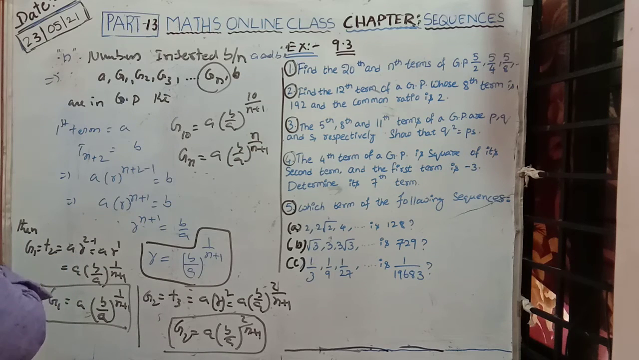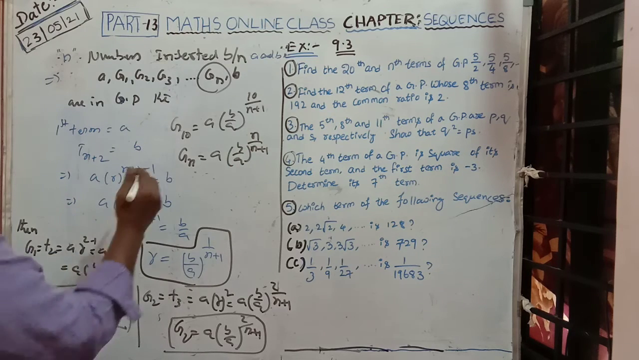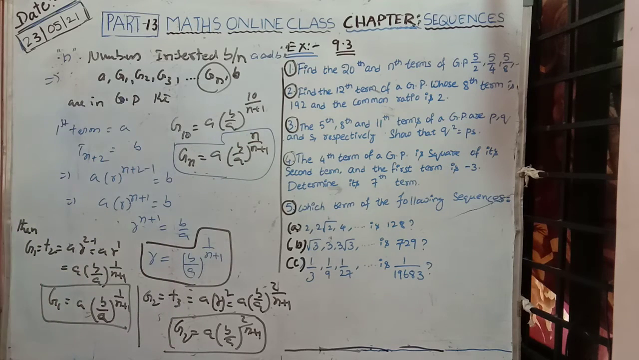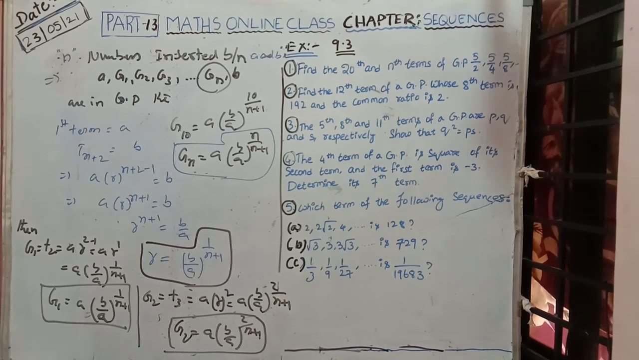So like that we can find whatever the number of GMs between given two numbers. This is a very good concept. Now we'll go to the next exercise, 9.3.